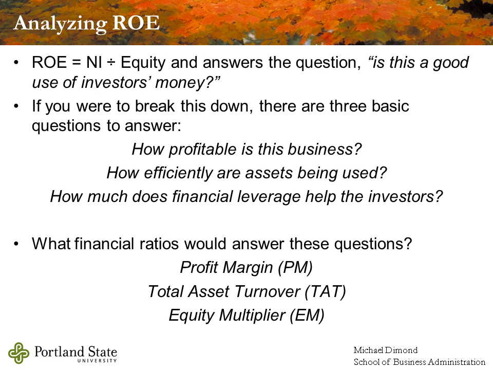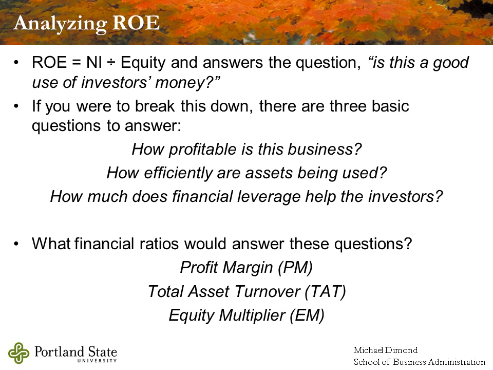In the case of profitability, I would use the profit margin, which I'll abbreviate with the letters PM. If I were talking about the efficiency around assets, I would look at the total asset turnover, or TAT. Total asset turnover is going to be my first step at looking at the efficiency of a company. And if I'm wondering about the financial leverage, I'm going to look at what's called the equity multiplier, the EM.